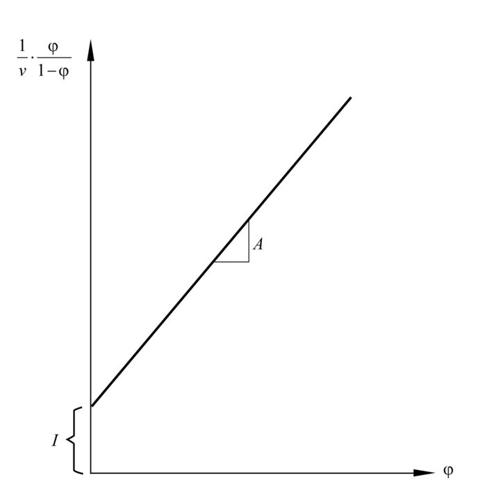Specific surface area calculation. The ISO 9277 standard for calculating the specific surface area of solids is based on the BET method.